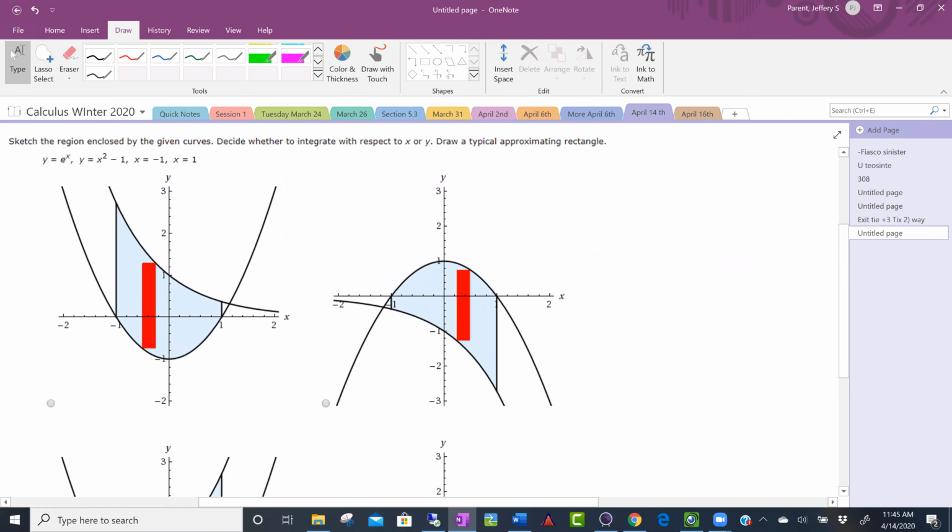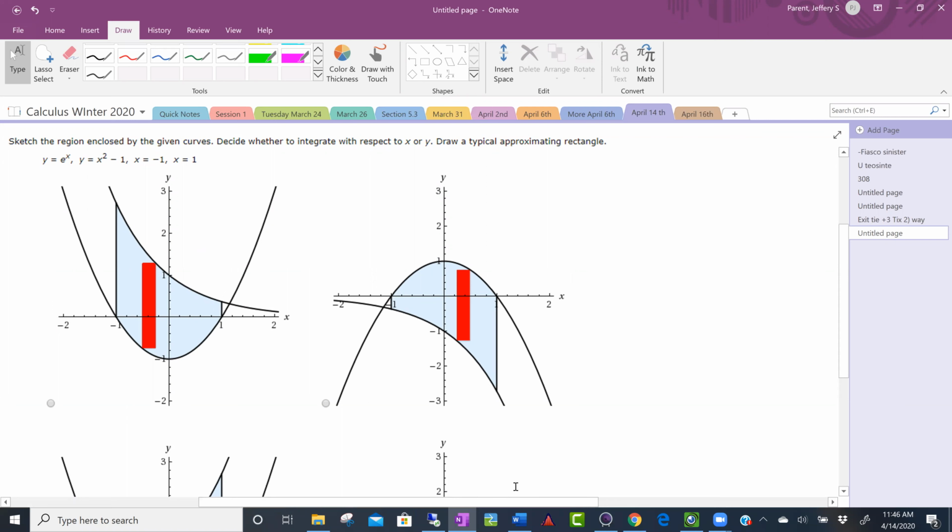So we've got functions of e to the x, x squared minus 1 between -1 and 1. So, okay. Let's draw a typical approximating rectangle. All right. Let's do that.